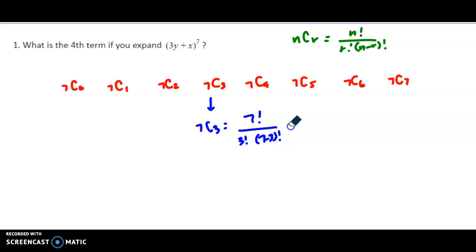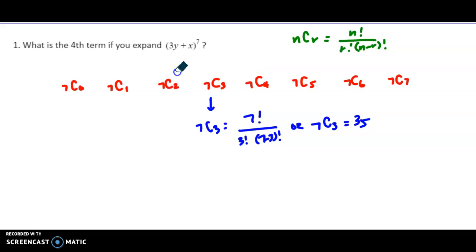Or you go to your calculator, okay? Do 7 nCr, and r is 3, right? And when you work that out, you should get 35, right? We already know that, okay? So that's 35. Okay, but here's the thing. How do we figure out the rest of it? Because we need the whole term, right? There's this y and this x involved, okay?